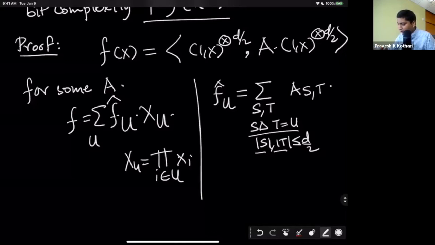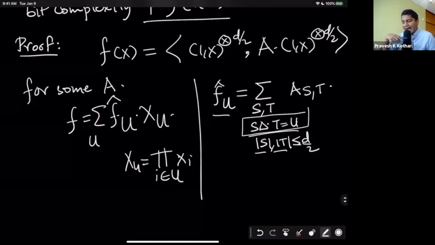So S and T are ordered tuples, so A's entries are indexed by this ordered D over 2 tuples. And so I'm claiming that the coefficient F hat U equals the sum of the entries of A at S comma T, where S and T are k tuples whose sets have a symmetric difference equal to U.